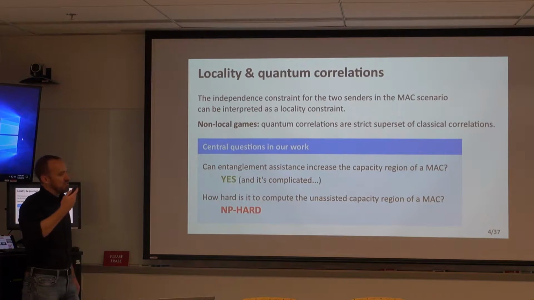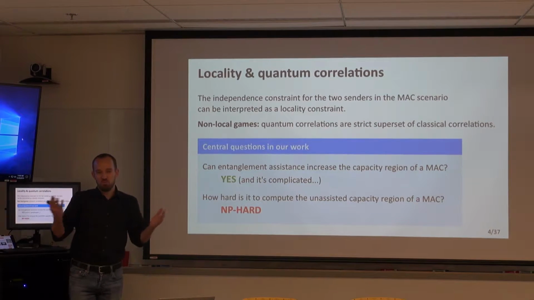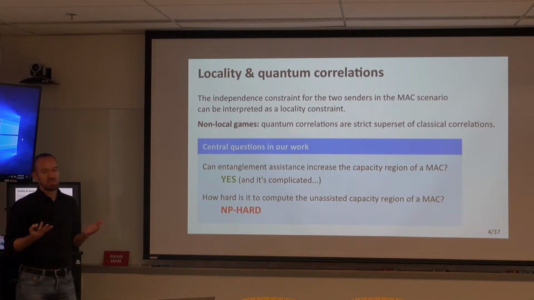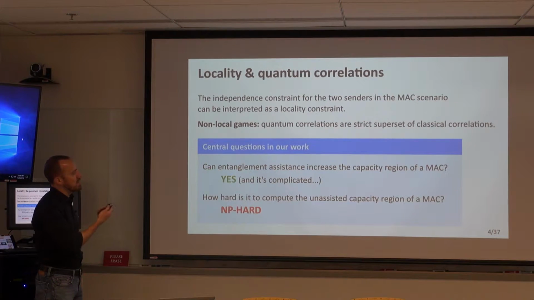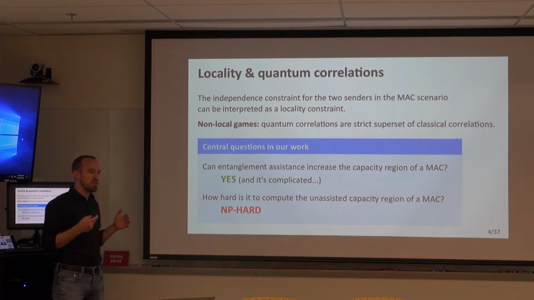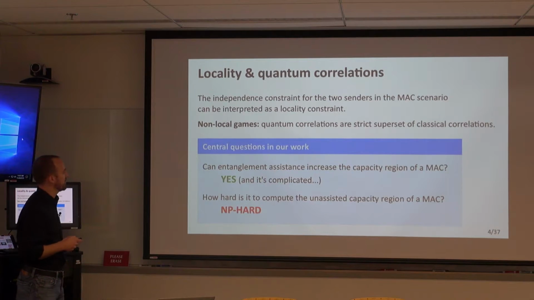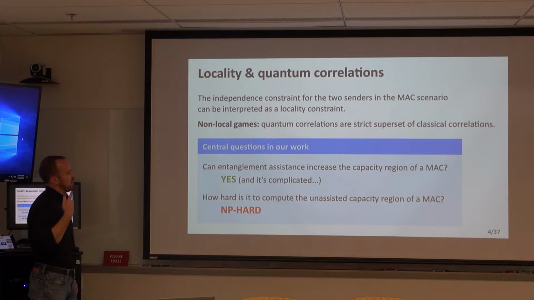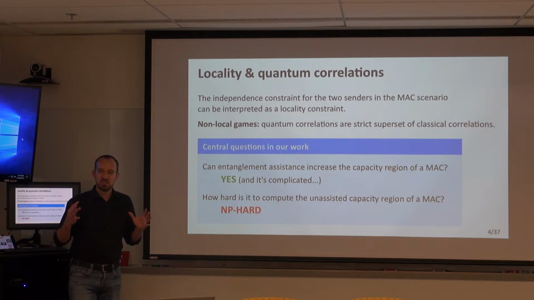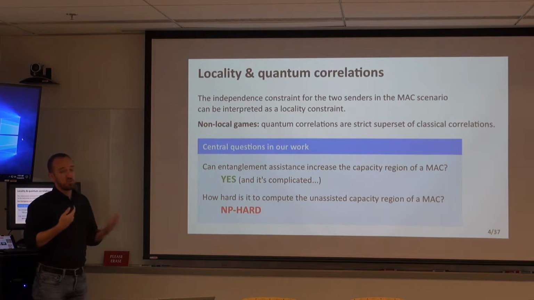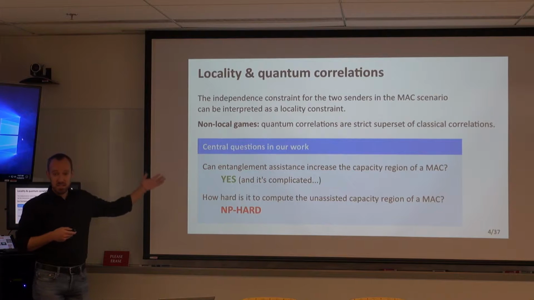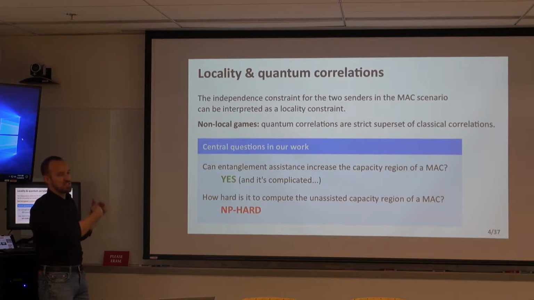And this links it up to quantum theory because, as we know, quantum correlations are a strict superset of classical correlations. And this can be nicely formalized in the theory of non-local games. And we'll actually use that theory to address two questions that arise in this classical multiple access channel scenario. The first one is, if I give the two senders entanglement assistance, so I give them an entangled state and they can measure it and then use that to encode information, can you actually increase the capacity region? And the answer will be yes. And it's not just a simple yes, it's kind of complicated, and I will explain this in more detail.